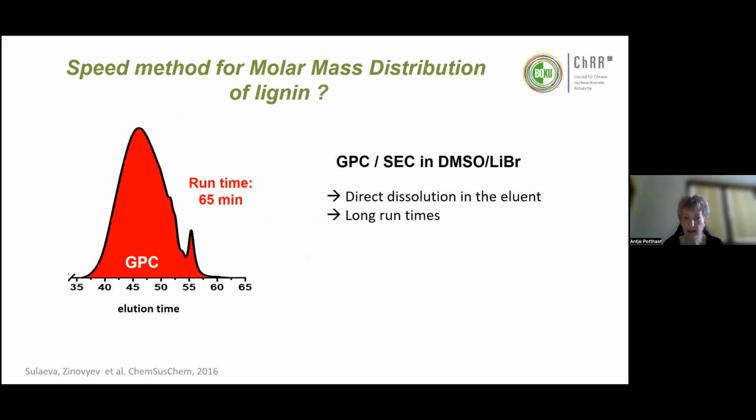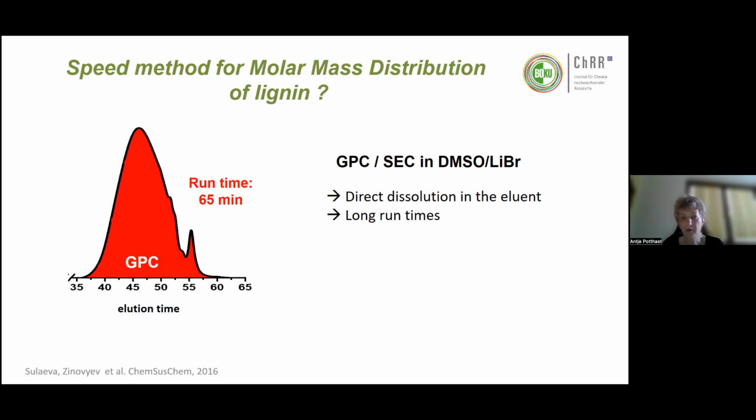Before I come to the light scattering, I would like to briefly talk about speed. Because size exclusion chromatography or gel permeation chromatography, also for lignins, takes quite a bit of time. Our classical setup uses 3 columns, and we have a runtime of about 65 minutes for lignin, for instance, here for kraft lignin. If you make a double determination, you end up way above 2 hours.